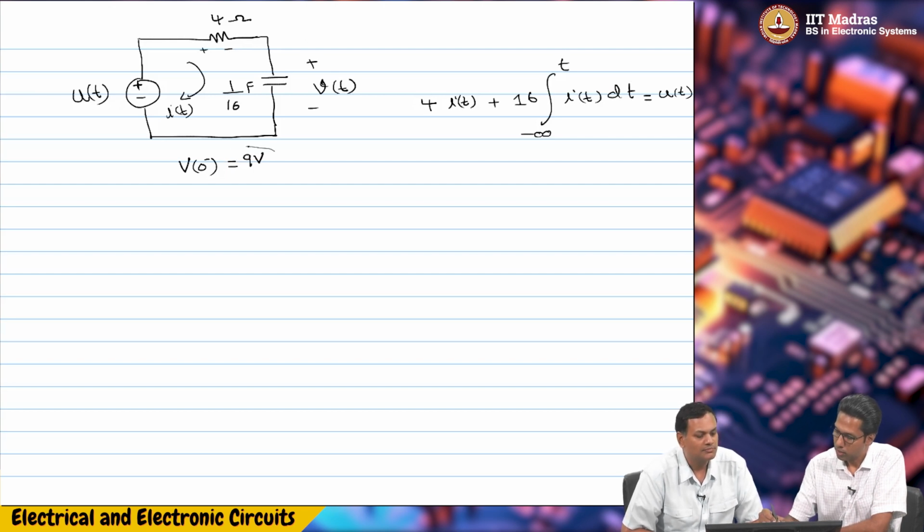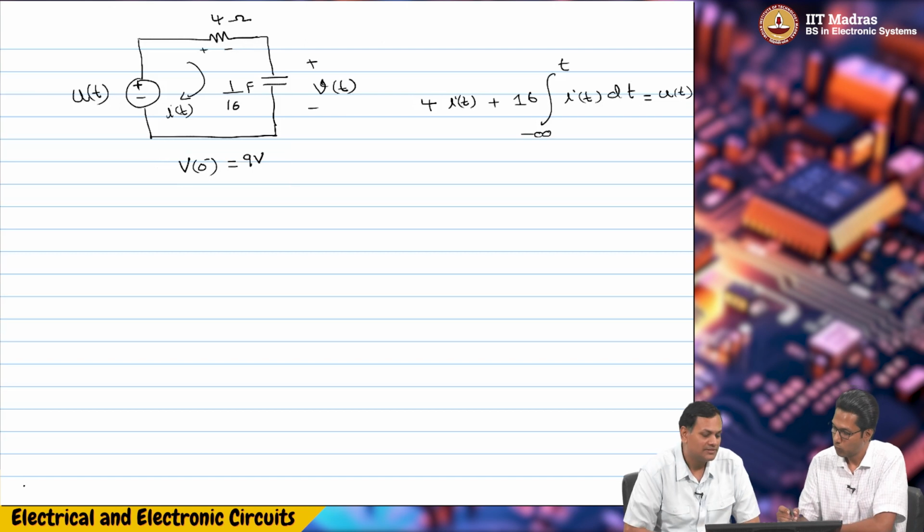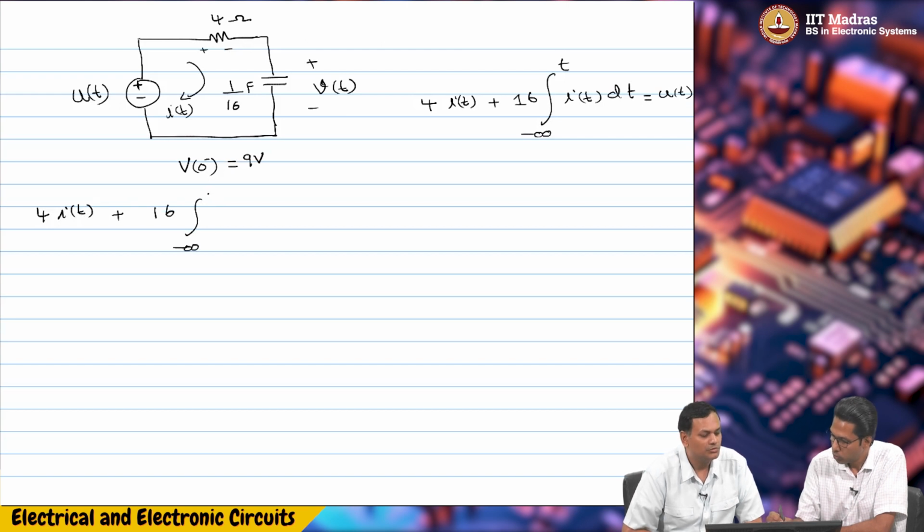Now, how will I bring in this guy there? We will split that integration. That's a good idea. So that means 4 i of t plus 16 times the integral from minus infinity to 0 minus. Is 0 minus or 0 the correct way of representing it? So at time t equal to 0, we are looking at the correct charge.